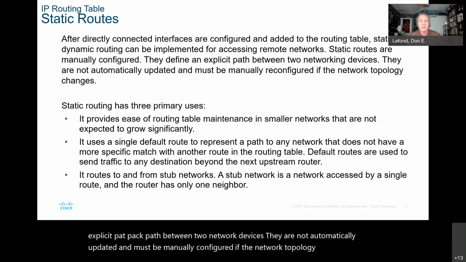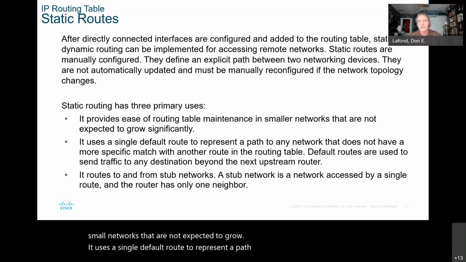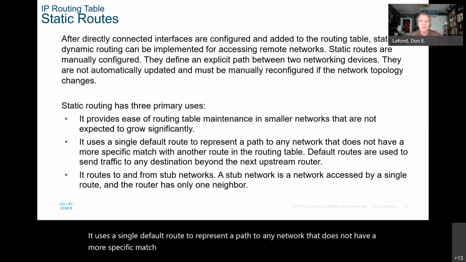Static routes have three primary uses. It provides ease of routing table maintenance in small networks that are not expected to grow. It uses a single default route to represent a path to any network that does not have a more specific match with another route in the routing table. Default routes are used to send traffic to any destination beyond the next upstream router.